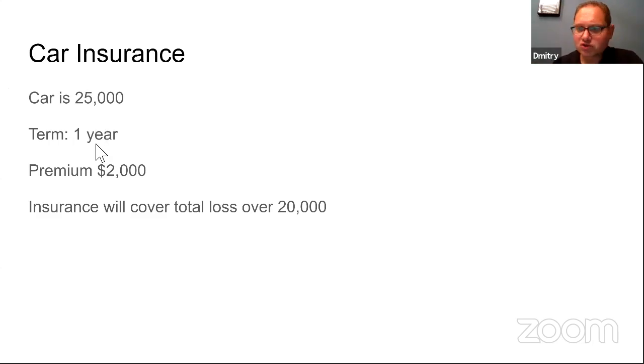So this is what you typically see. You'll say you insure for a year, right? So the insurance has some kind of a term on it, 1 year. You pay a premium for that, right? So it costs you to insure it. Let's say it's like $2,000 for a year.